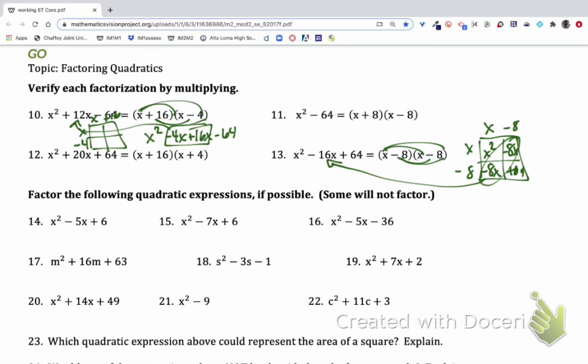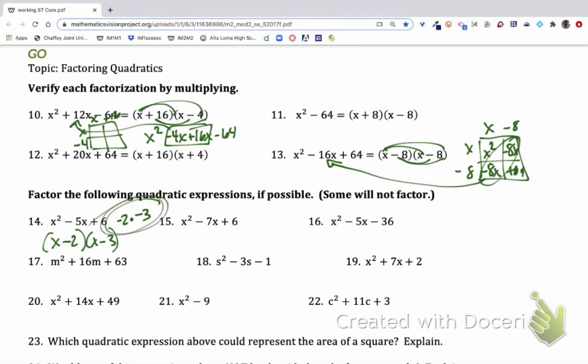So you should be able to take care of 11 and 12, but 10 and 13 should start you in the right direction. For numbers 14 through 22, some will not factor. Let's see which ones won't. Well, 6 is kind of tricky, especially because it says negative 5, we know that we need to have the same sign and they add together to get negative. So we know that we are taking negative 2 times negative 3. X minus 2, x minus 3. And for credit, I'm looking for, can you show your work?